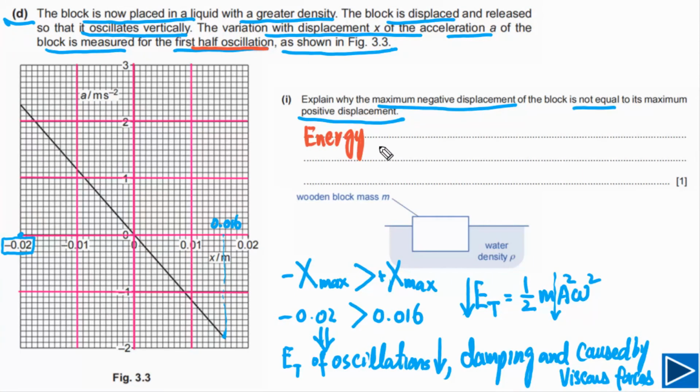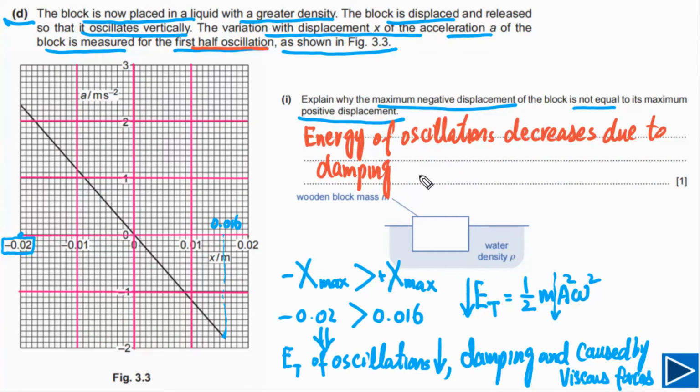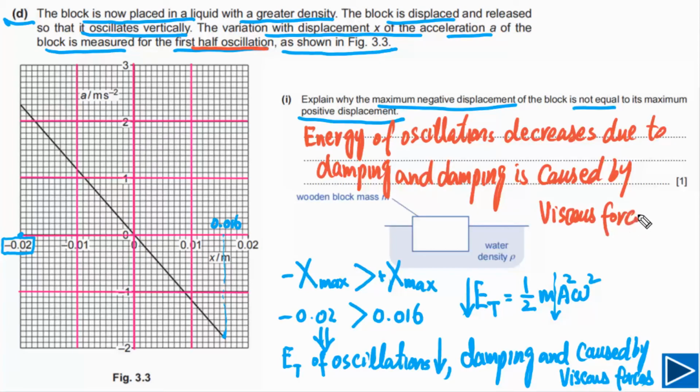So we can write down: energy of oscillations decreases due to damping, and damping is caused by viscous forces. That's all we need to write down for the answer of this question.